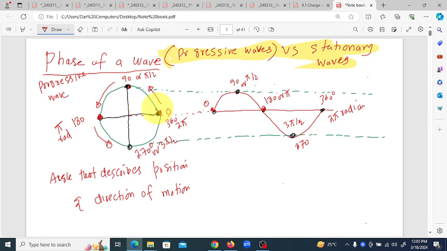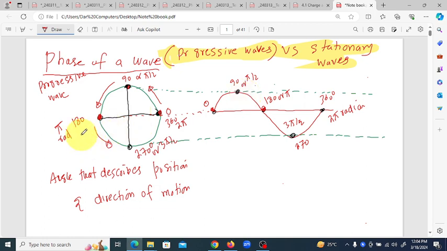Okay, these points are on the wave. When we start the wave, the point is 0 degree or 0 radian, then 90 degree or pi over 2, 180 degree or pi radian, 270 degree or 3 pi over 2 radian, and then for the complete wave, for the complete period T, we have 360 degree or 2 pi radian. So this is a wave. These angles are actually the phase. They show the position of particles, and they also show the direction in which the particle is moving.